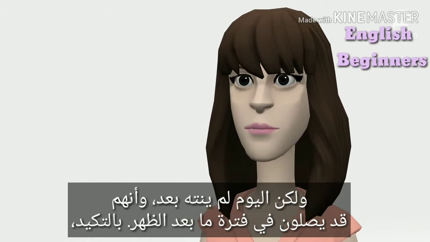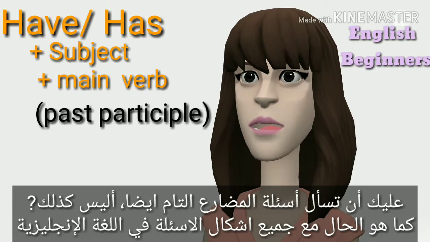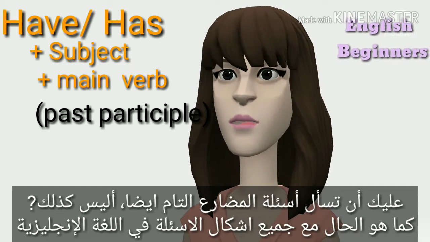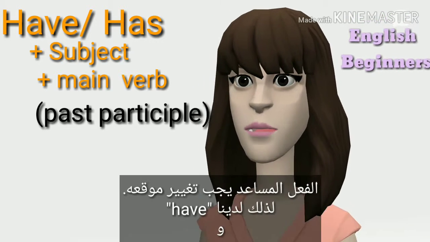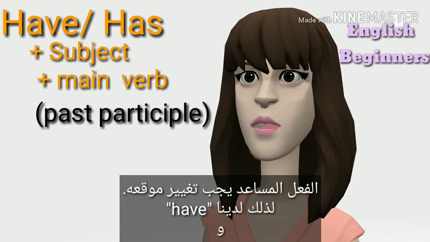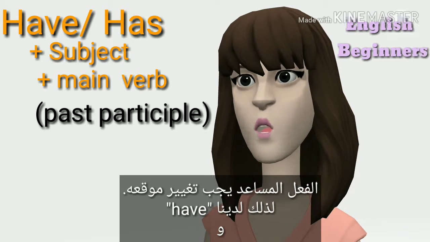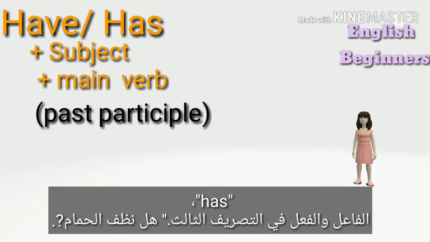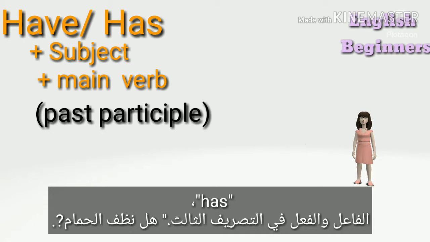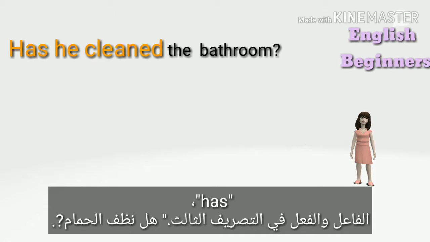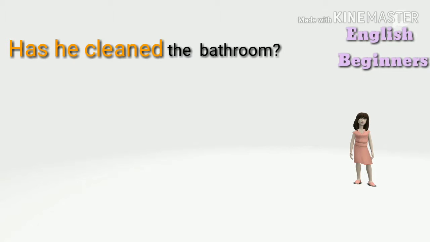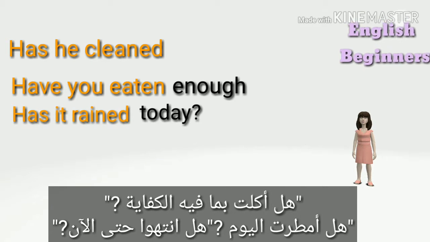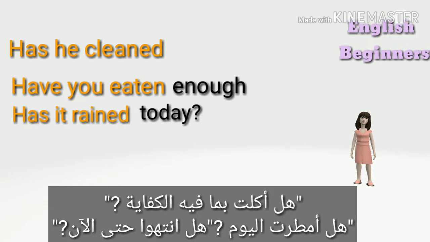Of course, you need to ask present perfect questions too, right? As with all English question forms, our auxiliary verb needs to change position. So we have and has, our subject, and our past participle verb. Has he cleaned the bathroom? Have you eaten enough? Has it rained today? Have they finished yet?